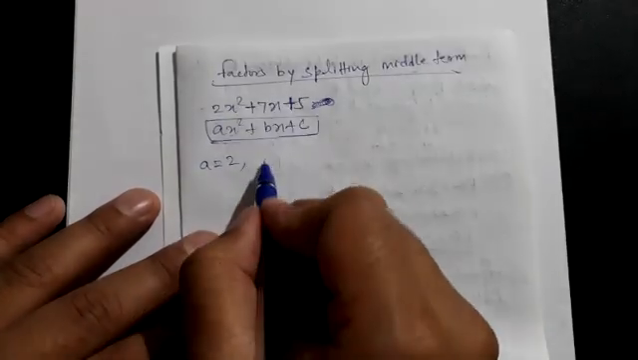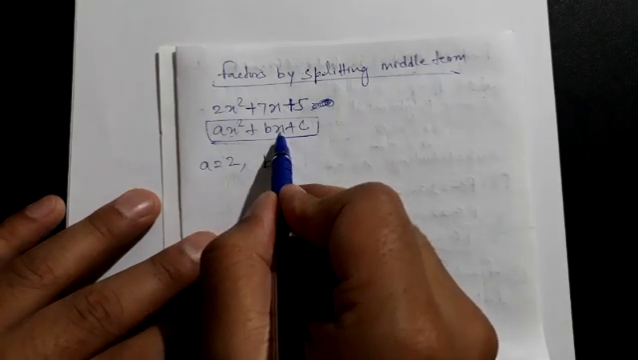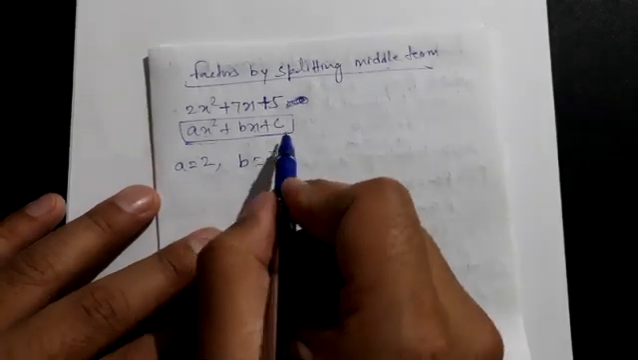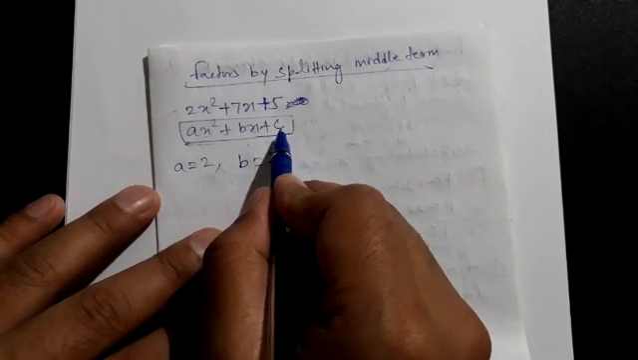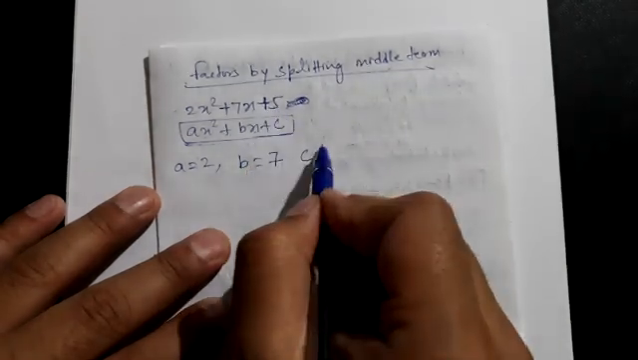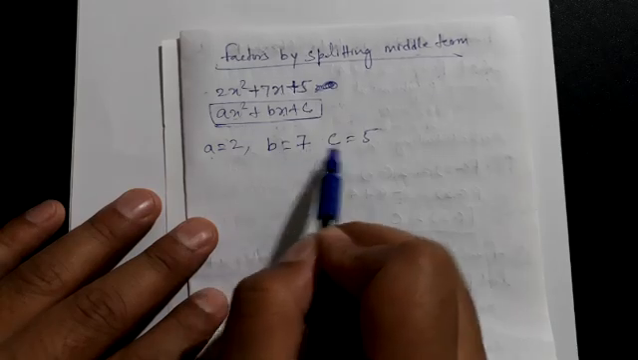Now tell me what will be the value of b. B is the coefficient of x. So here the coefficient of x is 7. And what will be the value of c, our constant term? So here c is the constant term and our constant term is 5. So now we have the values of a, b and c.